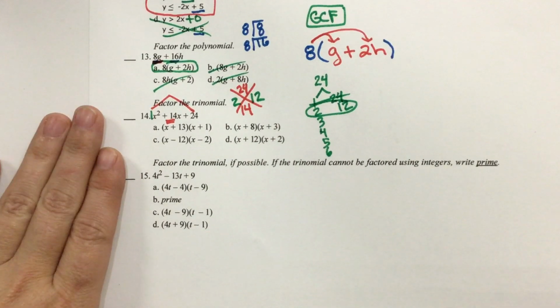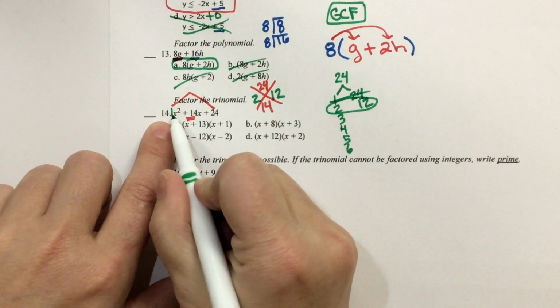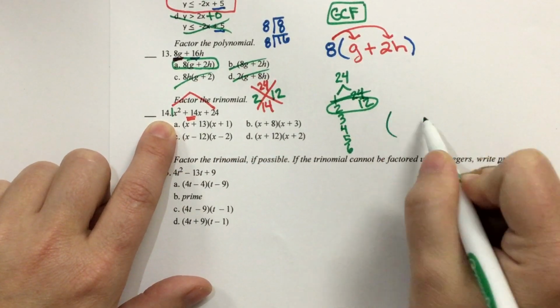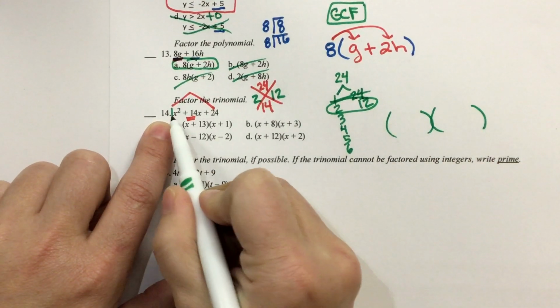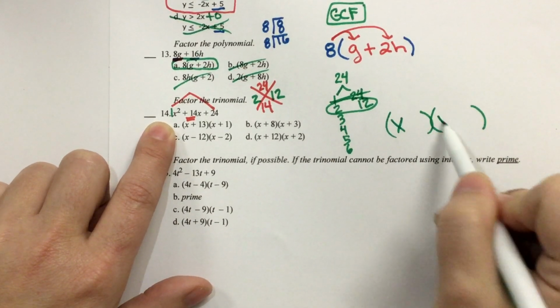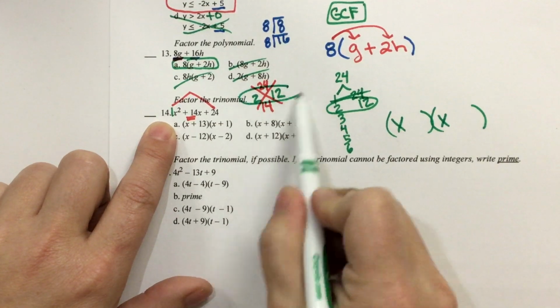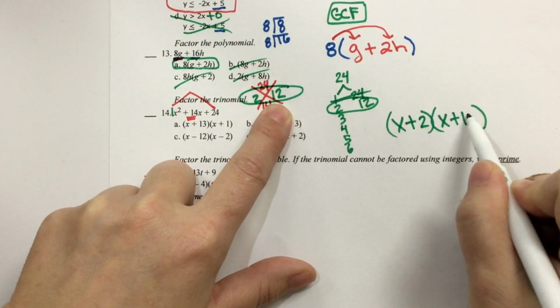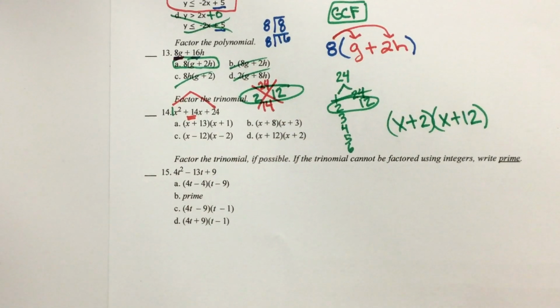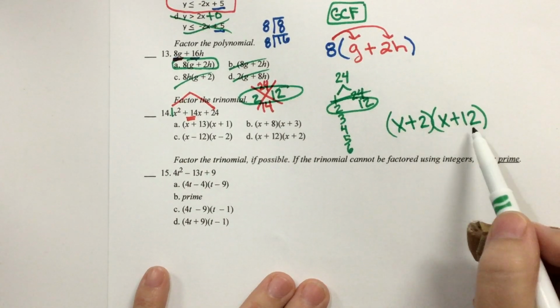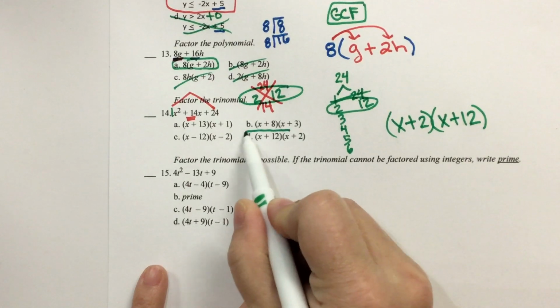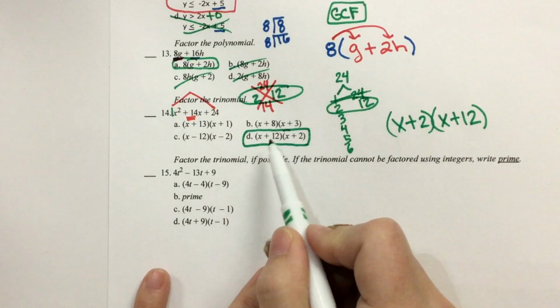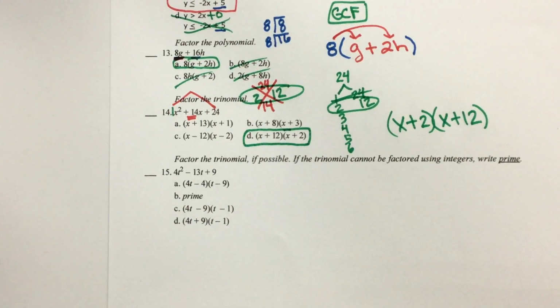Okay, as long as this is a 1 in front, it's the easy one. You just got to go straight to the answer. The letter you're working with is X, so X goes in the front, and then you just write the 2 numbers you found. That's a positive 2, and that's a positive 12. And that would be my answer. X plus 2, X plus 12. And D is the one that says it. It just says it in reverse. But it's fine. It means the same thing.